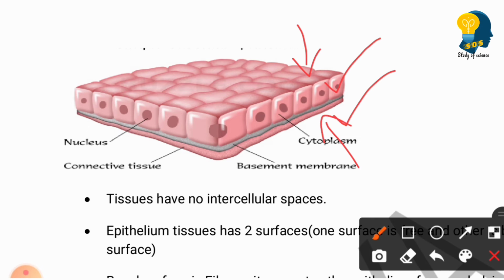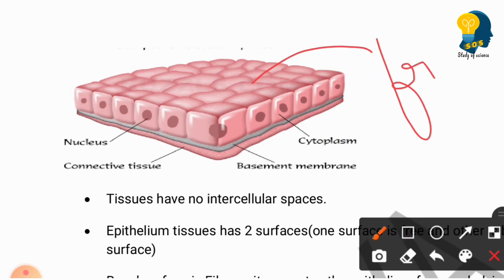The upper surface is free. This is the free surface. Here you can observe the down surface. It is called the basal membrane or the basal surface because it is at the basement. As it is at the basement region, it is called the basal surface or the basement membrane.